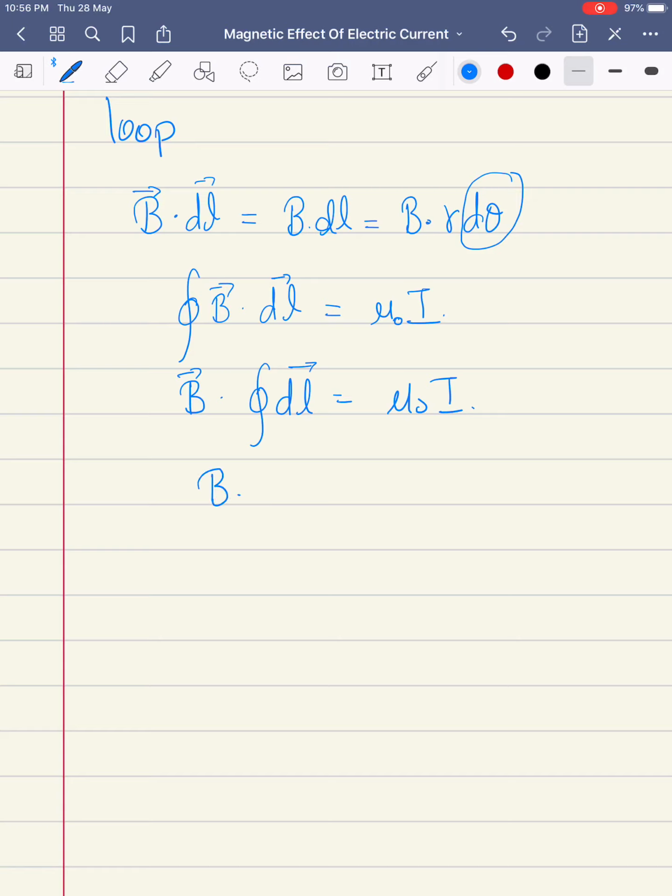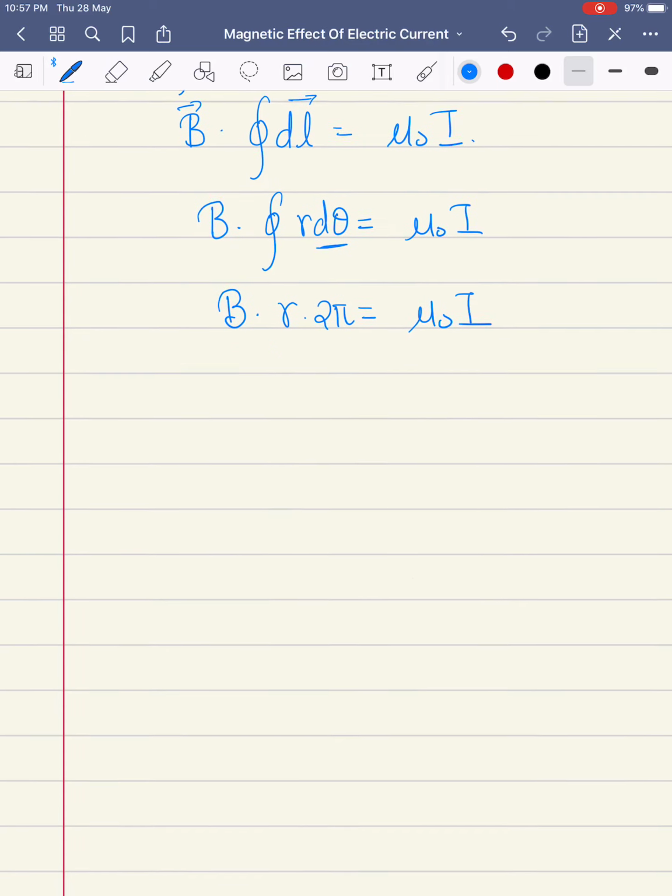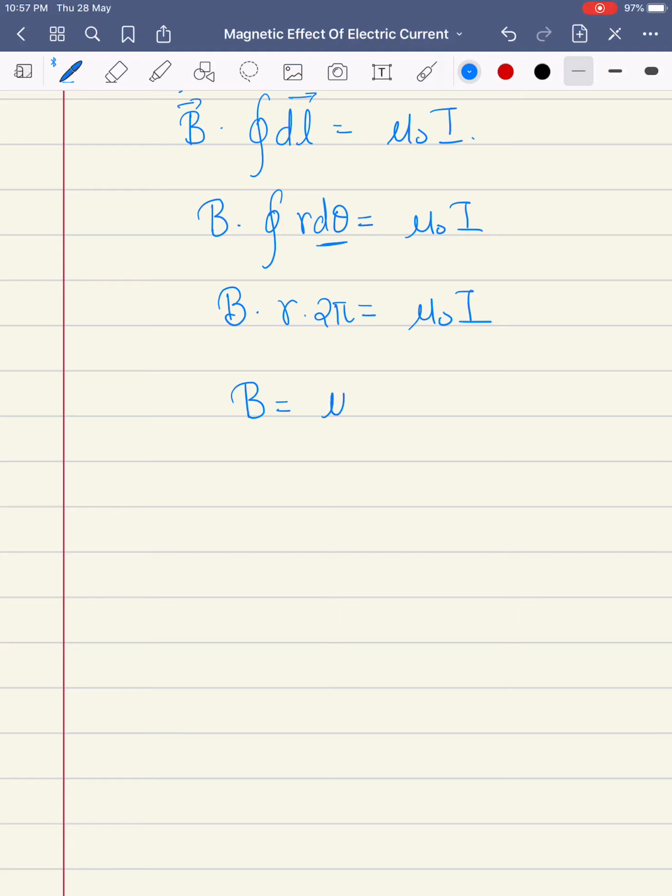Okay, so B into, now we are taking it in terms of magnitude, so the length of the vector is r d theta, that is equal to mu naught I. So when I go for a closed integral, it means the total length of the Amperian loop. Now Amperian loop is a circle, so the total angle that will be covered is equal to how much? 2 pi. So B into R into 2 pi is equal to mu naught I. So the magnetic field is written as mu naught I divided by 2 pi R. So mu naught I divided by 2 pi R is the magnitude of the magnetic field at a given distance R.